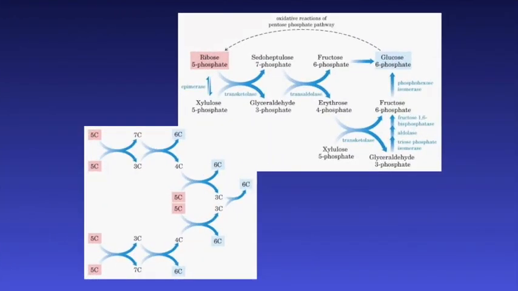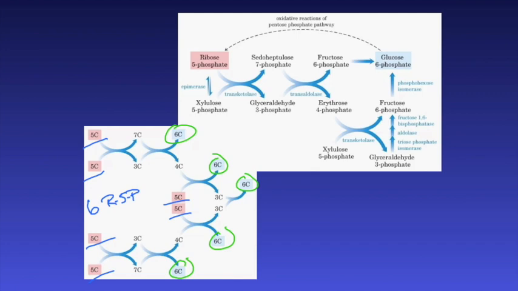All right. If you look at the stoichiometry, if you take 6 ribose, 5 phosphate equivalents, I can produce 5 sugars back, 5 glucose 6 phosphates. This represents 30 carbons, and this represents 30 carbons.